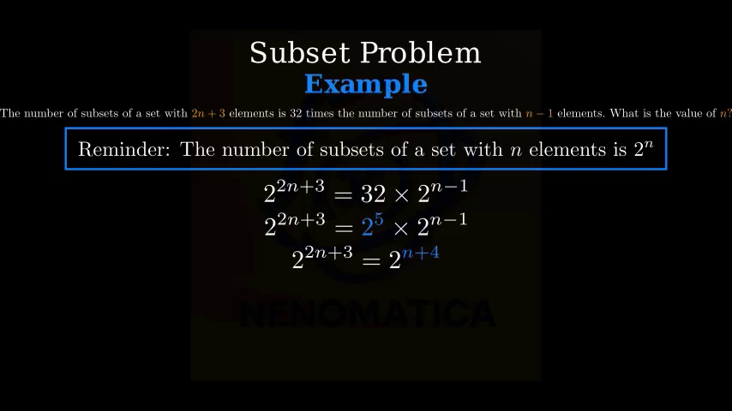Now, we can use the law of exponents, which states that when multiplying powers with the same base, we add the exponents. So 2 to the 5th power times 2 to the n minus 1 power equals 2 to the power of n plus 4. Since the bases on both sides are the same, specifically 2, the exponents must be equal. Therefore, 2n plus 3 equals n plus 4. Now we solve for n. We subtract n from both sides of the equation to get 2n minus n equals 4 minus 3. Simplifying, we get n equals 1, which is our answer.